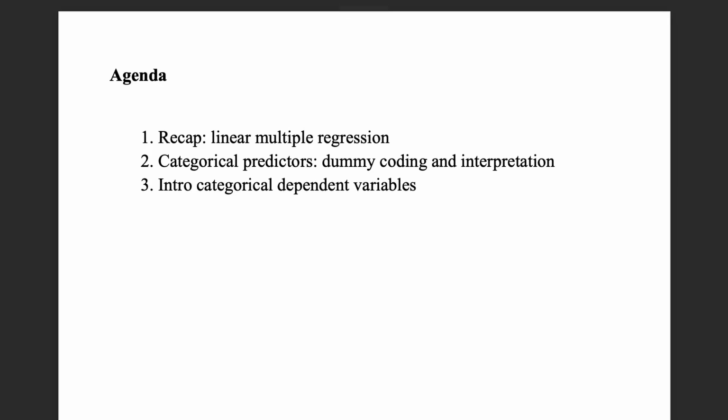As always, I'll start with a recap. So I'll start with discussing what we have learned so far about linear multiple regression analysis. And then we'll introduce 2 new topics. And both of those are about dealing with categorical variables in regression models. So first we'll discuss how to deal with categorical X variables or categorical predictive variables, if you want to call them like that. And the way to do that is to use something called dummy coding.